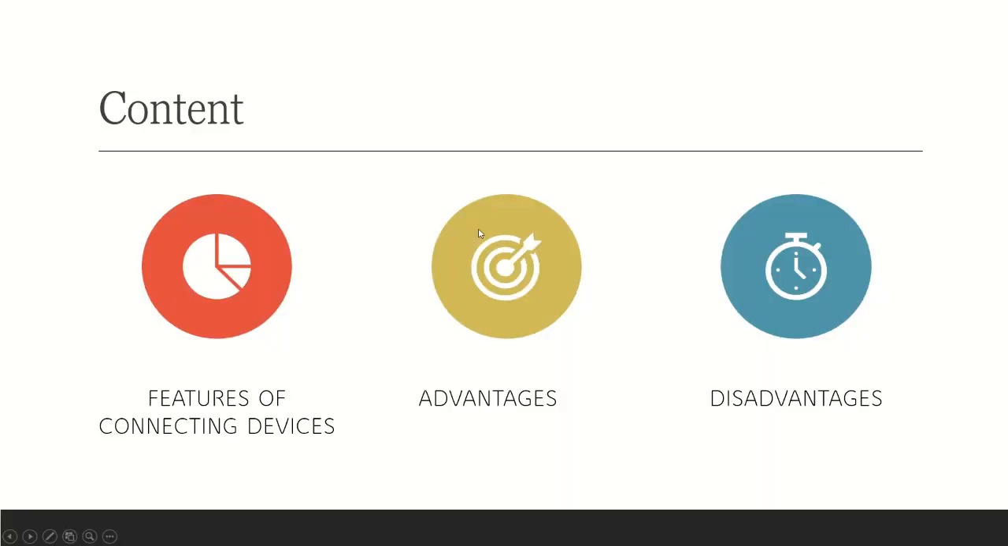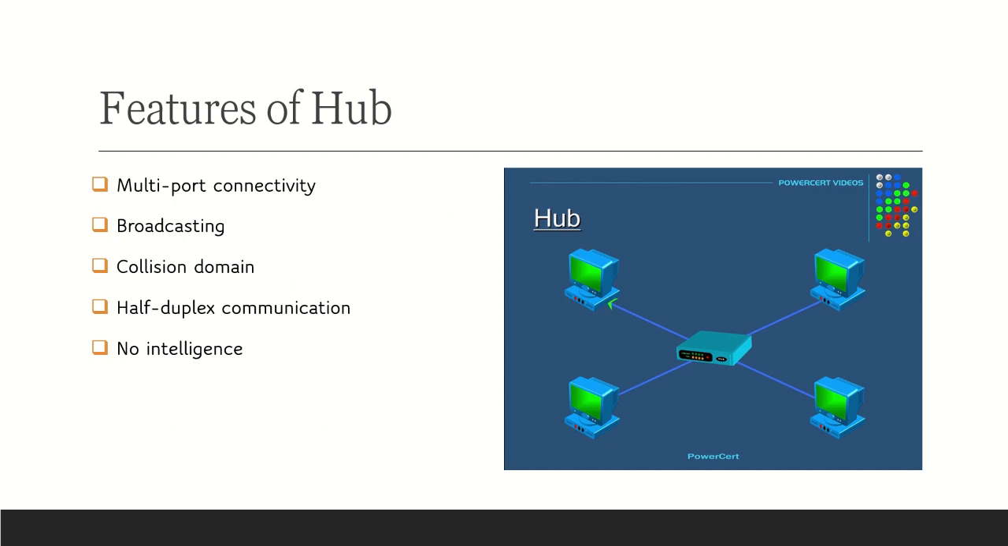We will talk about the features, advantages, and disadvantages of connecting devices. First, we will talk about the hub. A hub is a connecting device with multiple connectivity, and it uses the broadcasting transmission mode.